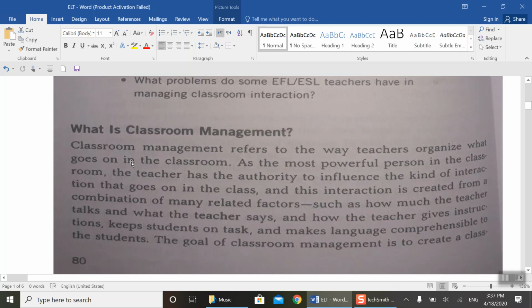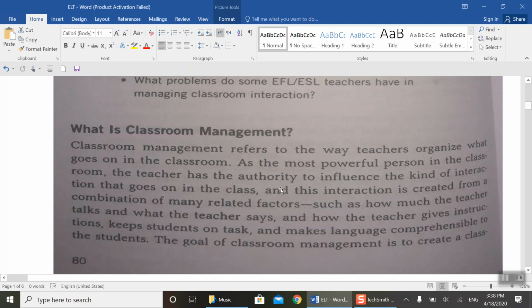This is the definition: classroom management refers to what? To the way teachers, from its name, classroom management means what? Teachers organize, teachers manage. Okay, teachers organize or manage what goes on in the classroom. You see, simply, the teachers organize or manage what goes on in the classroom. As the most powerful person in the classroom, who is the most powerful person in the classroom? Students or the teacher? Of course, the teacher.